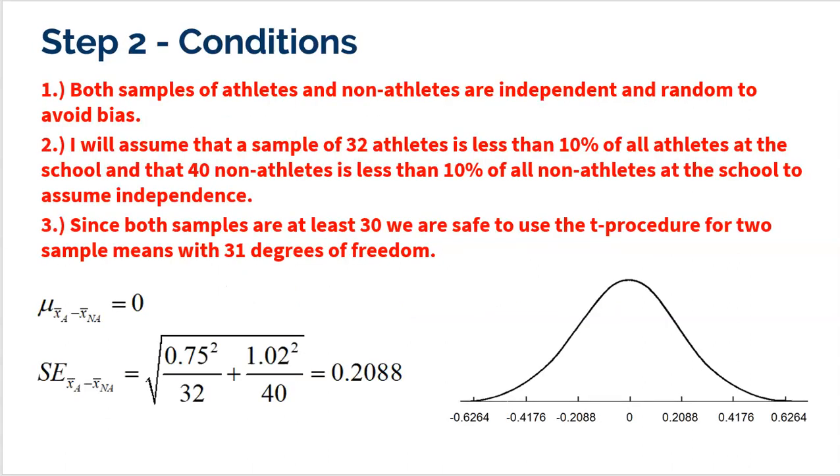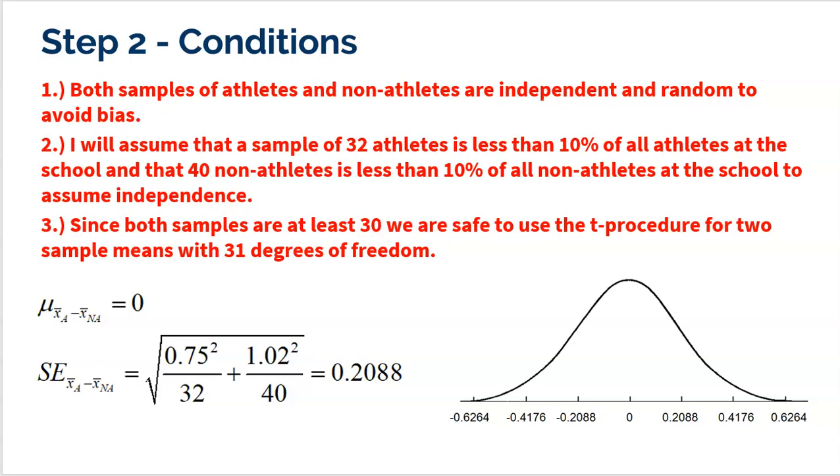All right, now step 2 here is our conditions and building the sampling distribution, assuming the null is true. So just run through these real quick. Both samples, athletes and non-athletes, are independent and random to avoid bias. I will assume that 32 athletes is less than 10% of all athletes at his school. I don't know for sure that's true, that's why I've used the word assume there. 40 non-athletes, I would also assume is less than 10% of all non-athletes at the school, to assume independence. Both samples are 30 or more, so it's safe to use a T procedure for two-sample means. The athletes had 31 degrees of freedom. The non-athletes had 39. I'm going to use the smaller of the two, 31 degrees of freedom.